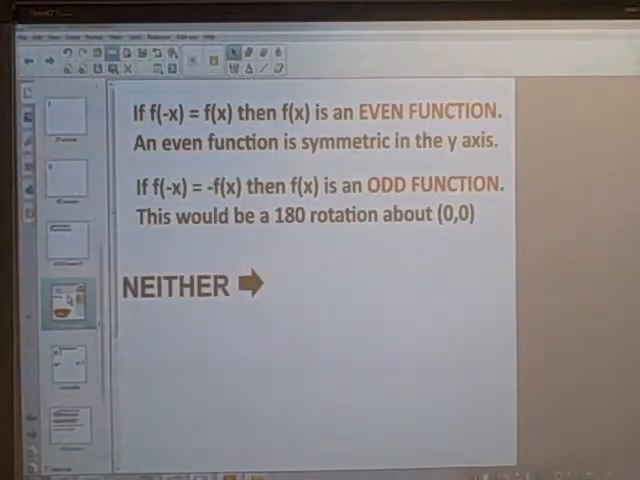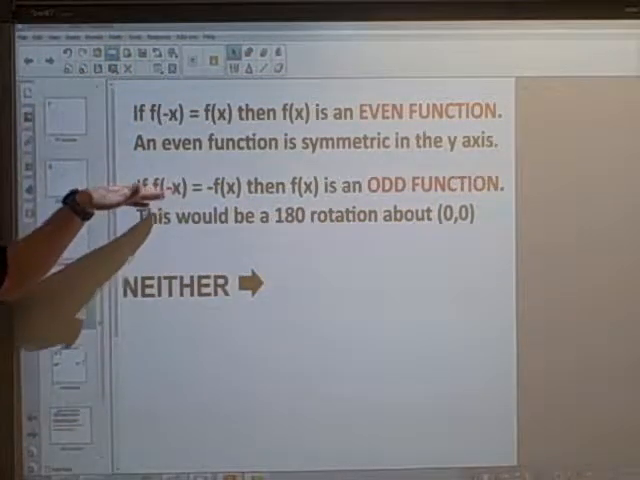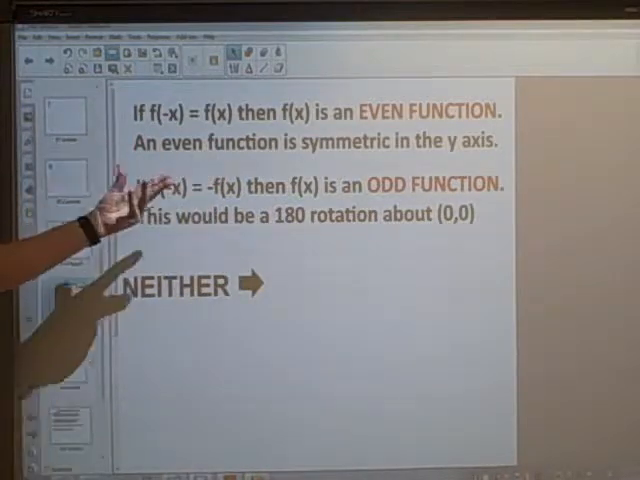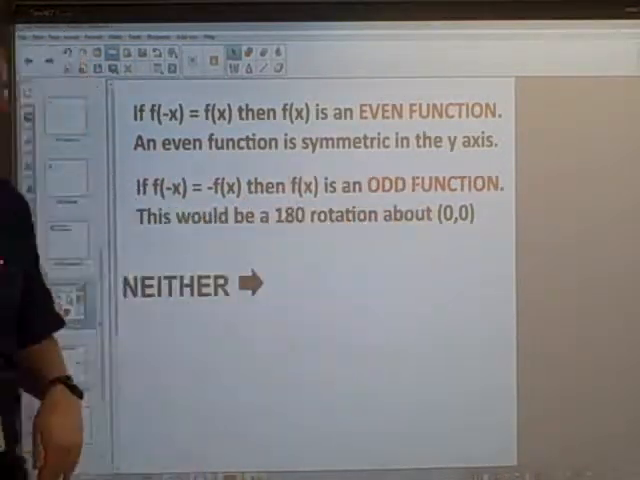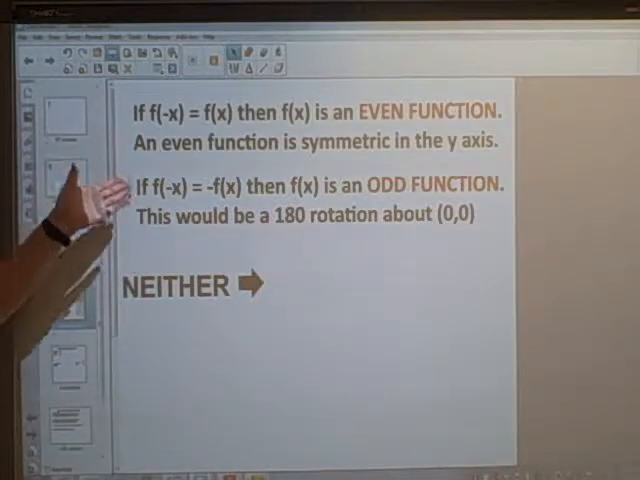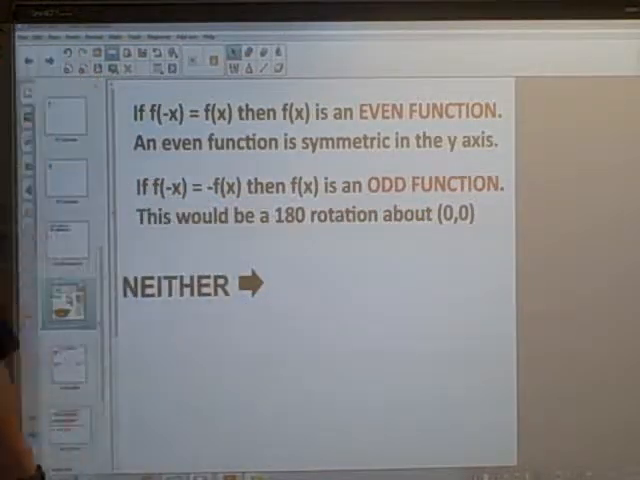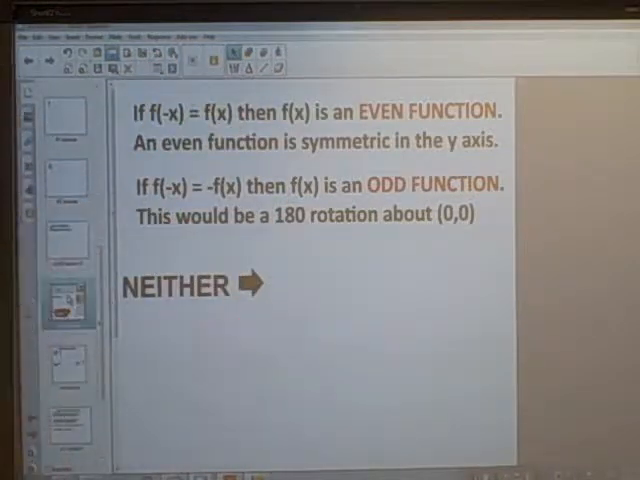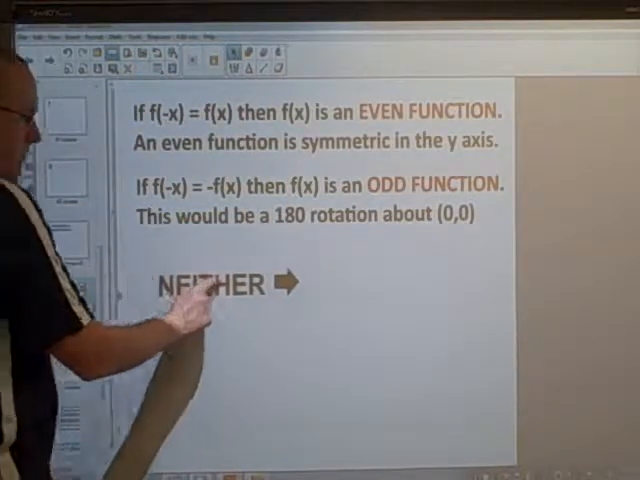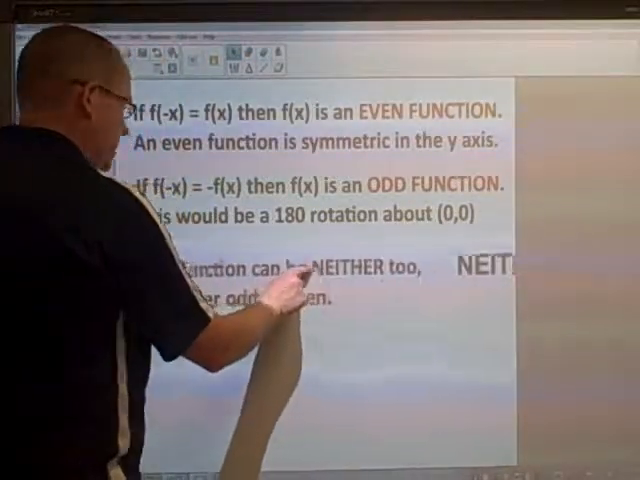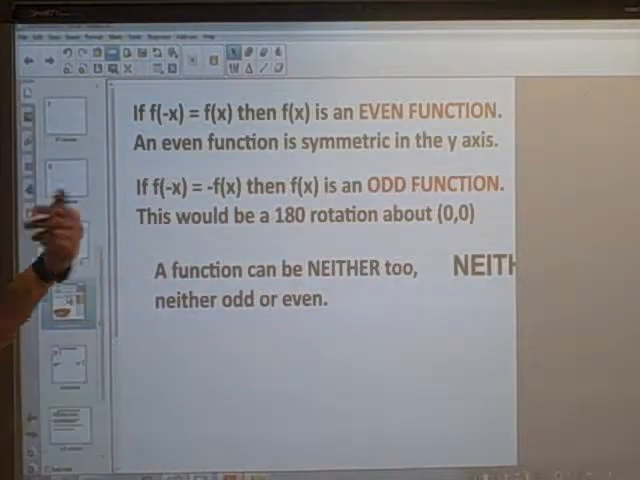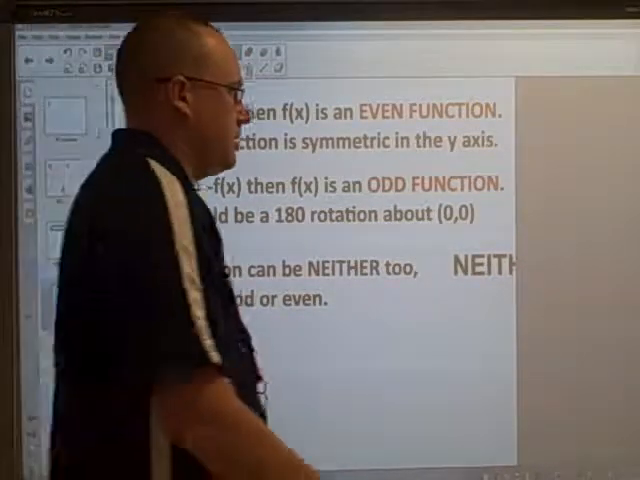Now, if we look at odd functions, then if you plug negative x into the function, you end up with a negative of what you started with. If that happens, then you have an odd function. Or you could look at the graph: is it a 180 degree rotation about 0, 0? In other words, if you took your graph and looked at it upside down, does it still look the same? And there's one more possibility. It could be neither of those two things. If it's not symmetric in the y-axis and it's not the same upside down, then it's neither odd nor even. So that's also a possibility when you're doing those questions.